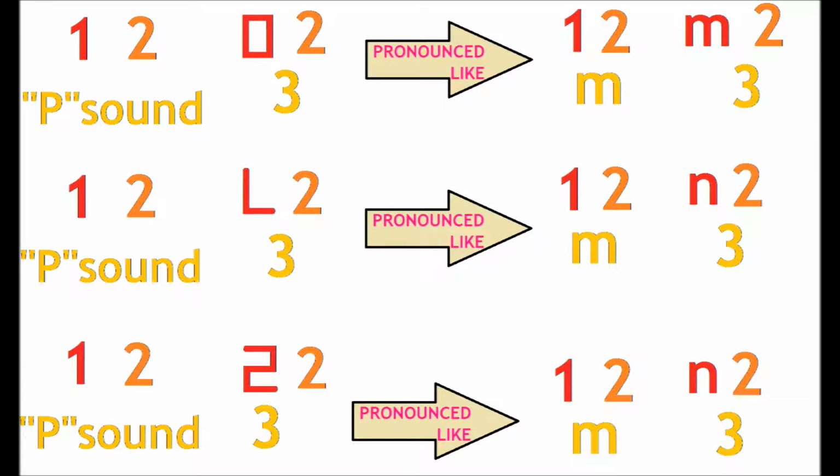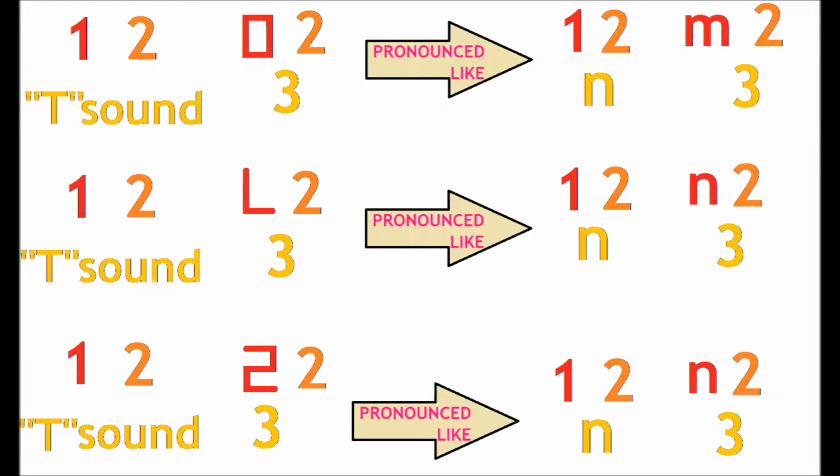First, the P sound. When the P sound is followed by an M, the P sound is pronounced as an M as well. When the P sound is followed by an N, the P sound, again, is pronounced as an M, and the N stays as an N. When the P sound is followed by an RL, once again the P sound becomes an M sound, and the RL, that becomes an N sound.